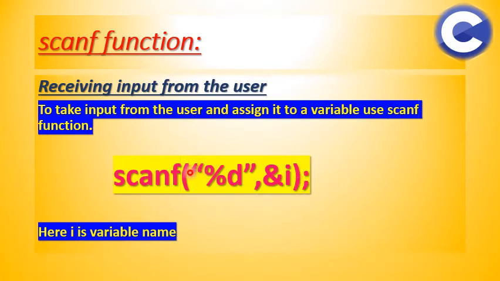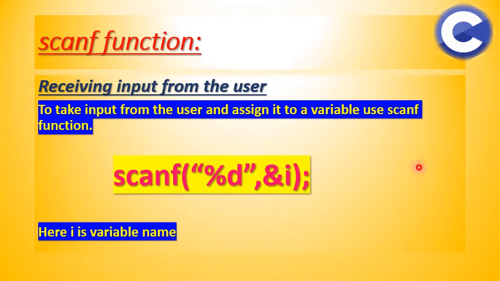Then I wrote a semicolon, which is an instruction terminator. As I told, here I is a variable name. So what this operator is doing is putting the data which I input using the scanf function, whose format specifier is for integer type, into the I variable.